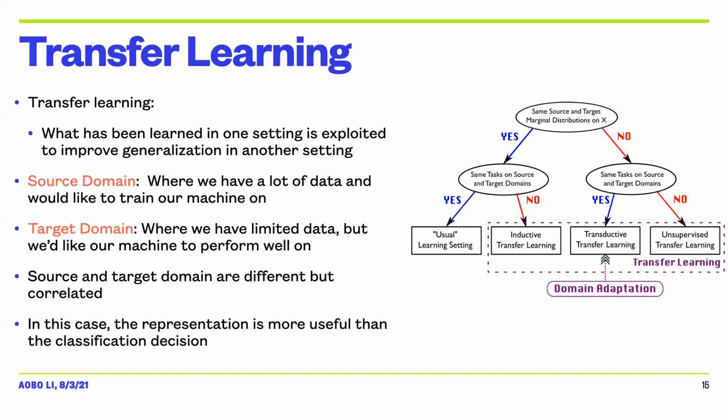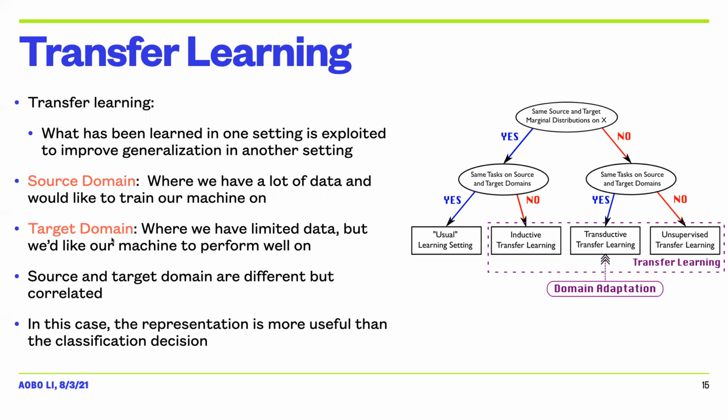In transfer learning, we usually talk about two terms. One is called source domain, where, for example, we have a lot of data and would like to train our machine on, and also a target domain where we have limited data, but we would like the machine to perform well on. When you first see these two concepts, it might be confusing with the idea we talk about where we have a training set and a validation set.